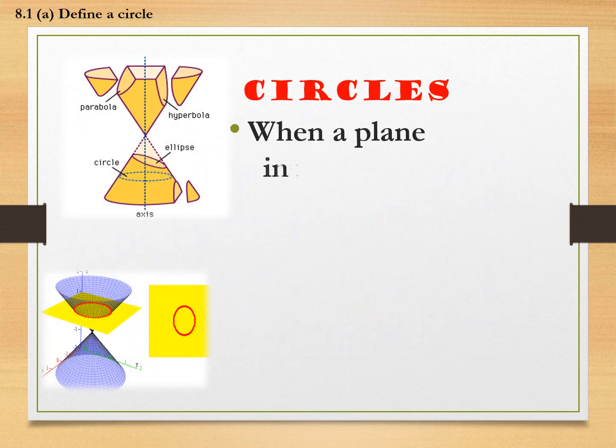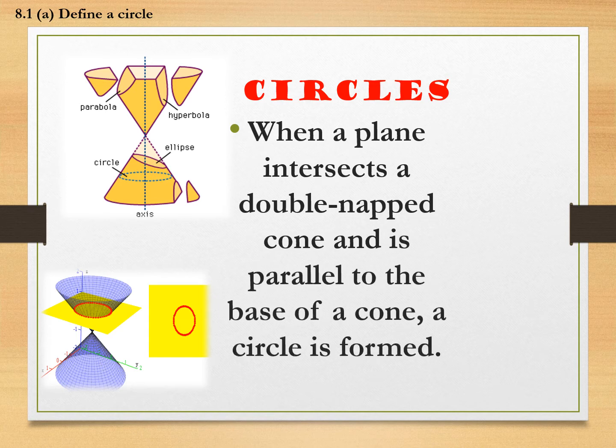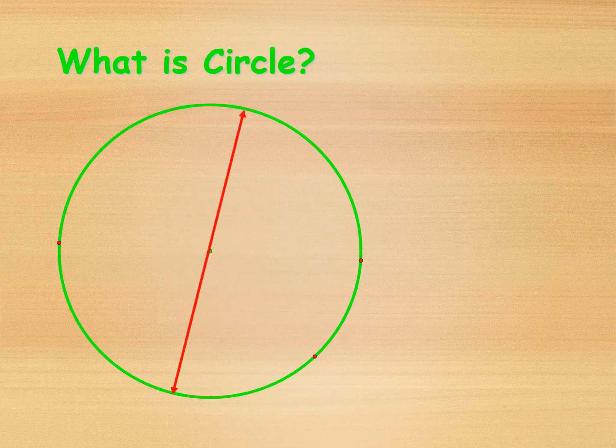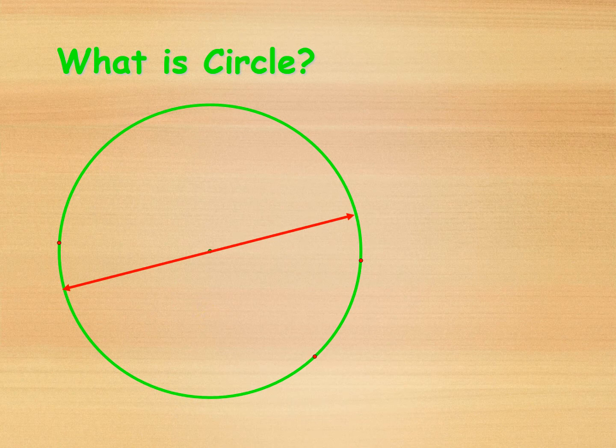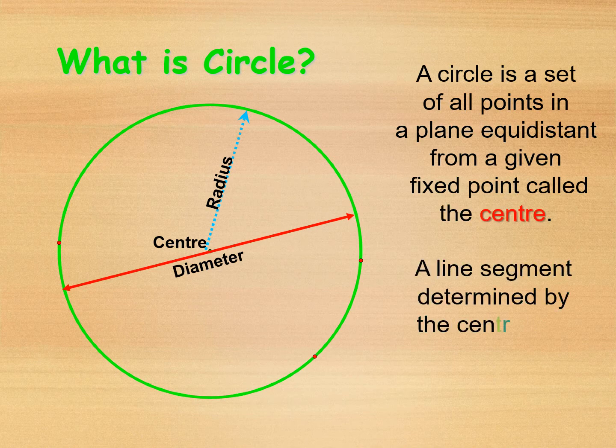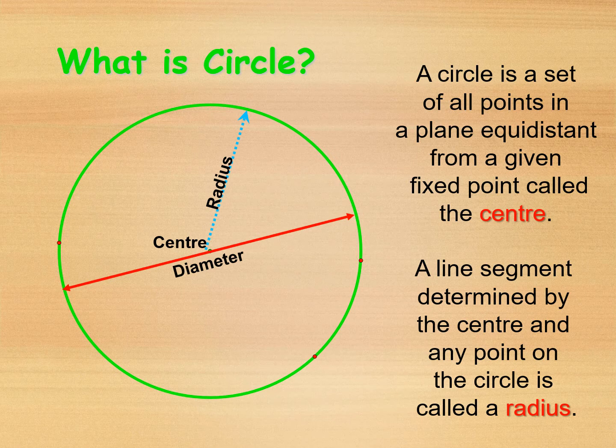Define a circle. When a plane intersects a double-napped cone and is parallel to the base of the cone, a circle is formed. What is a circle? Center. Diameter. Radius. A circle is a set of all points in a plane equidistant from a given fixed point called the center. A line segment determined by the center and any point on the circle is called a radius.